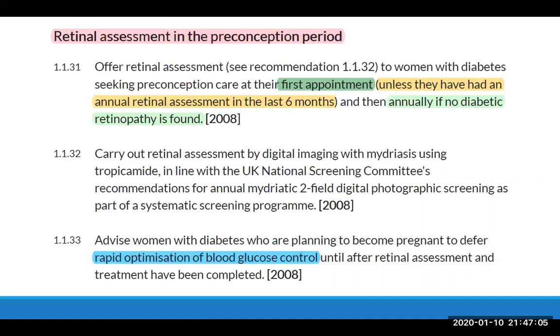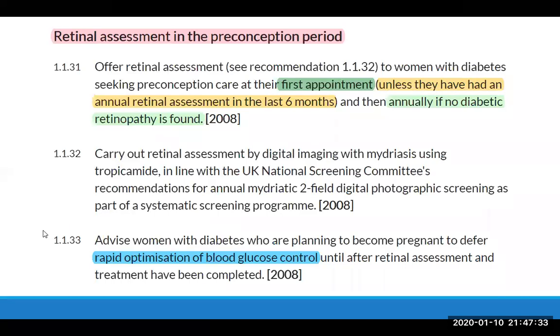During pregnancy, once we see a pregnant female with diabetes, we must do retinal assessment, except if done within the previous 3 months. This is the difference between preconception and during pregnancy. And of course, then annually if no diabetic retinopathy is found, but if the patient gets pregnant, we must do it, except if it was done in the previous 3 months.